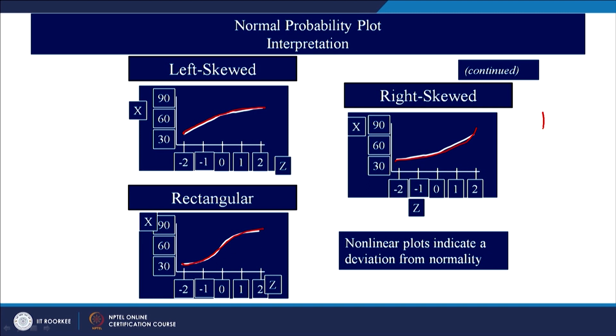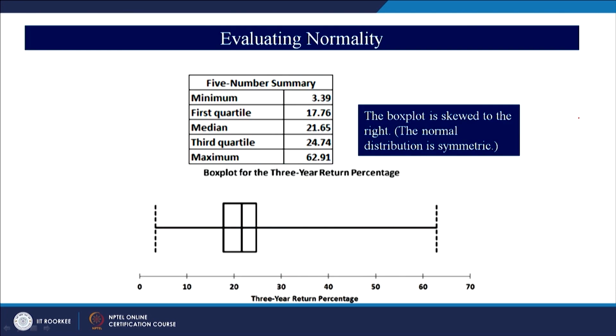But how would a normally distributed plot look? If data are normally distributed, it would look like this, a linear line. Okay. So, if you have got a data set, then you can evaluate it again for normality.